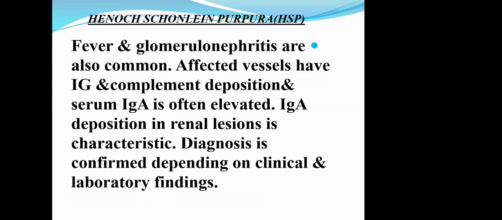Fever, glomerulonephritis are also common. ممكن يجي البيشنت with glomerulonephritis. Affected vessels containing immunoglobulin and complement deposition and serum IgA is often elevated. نسوي لهم serum IgA. ال IgA deposition in renal lesions is characteristic. يعني إذا أنت تسوي البايوبسي راح تشوف ال IgA deposition. The diagnosis is confirmed depending on clinical and laboratory findings. Okay.